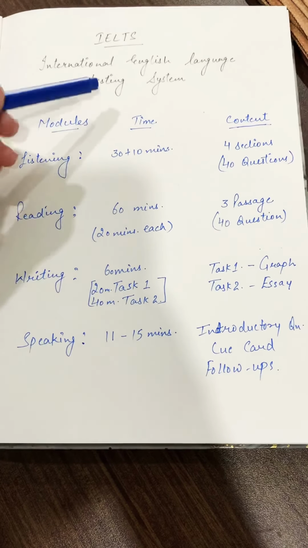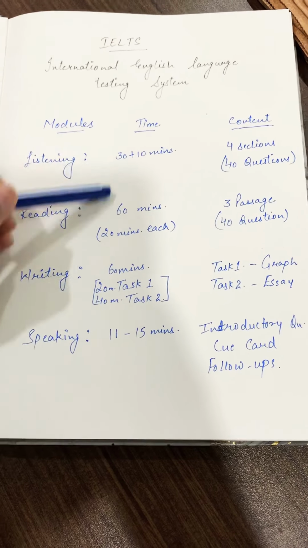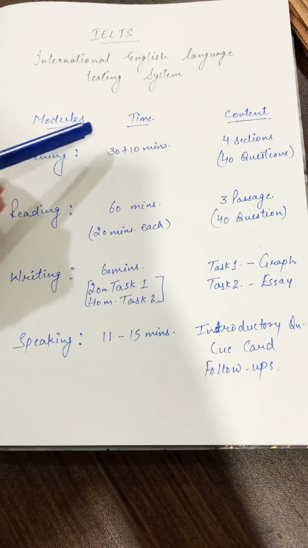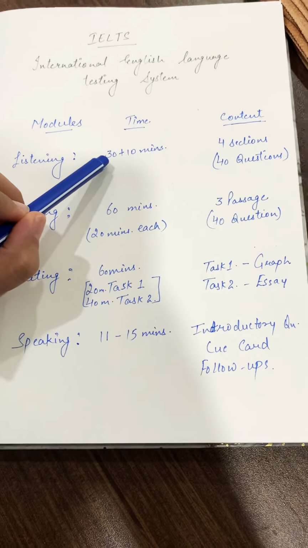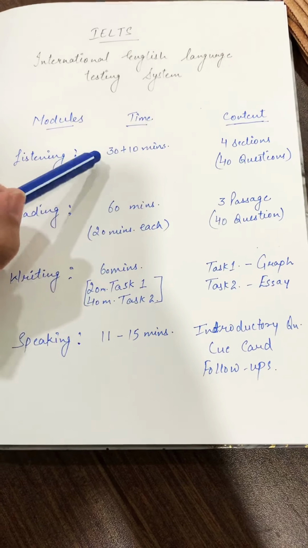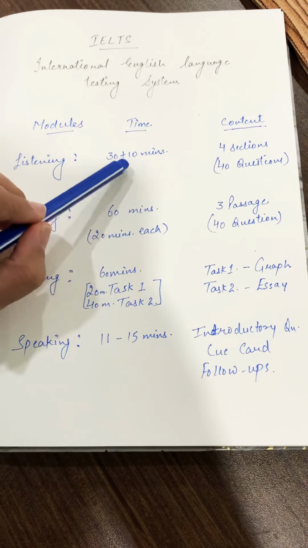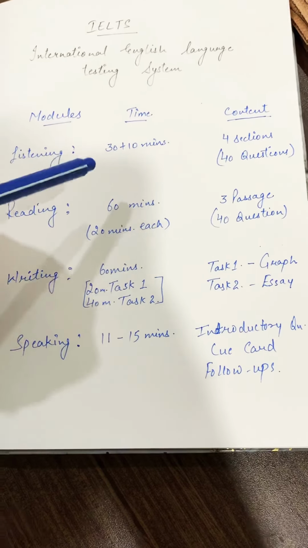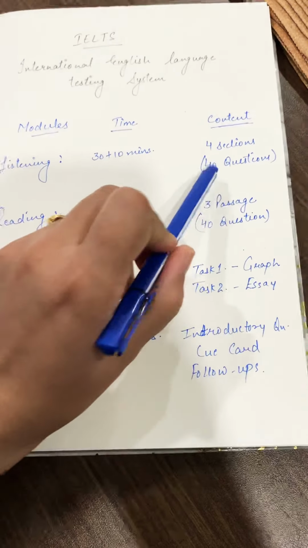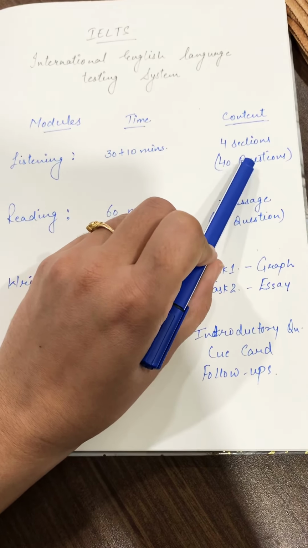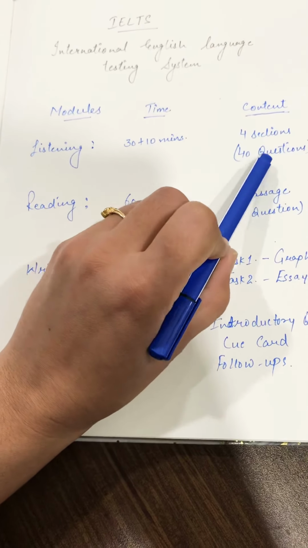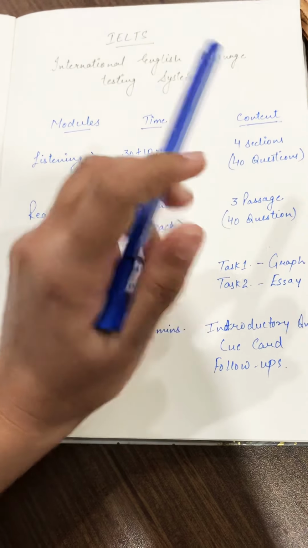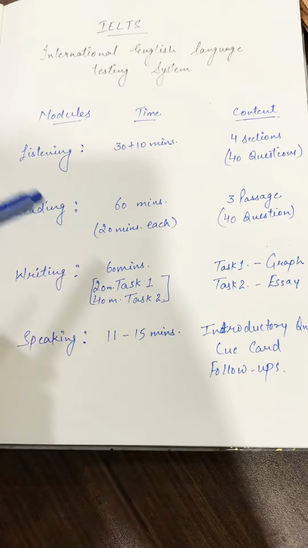So in listening, here is the timing written for every module and here is the content written for every module. Listening is 30 minutes, which means an audio will be played for 30 minutes, plus 10 minutes, which will be given to you to transfer your answers to the answer sheet. In listening you will be given 4 different sections, and you need to answer 40 questions on behalf of those 4 sections. So each section will contain 10 questions.